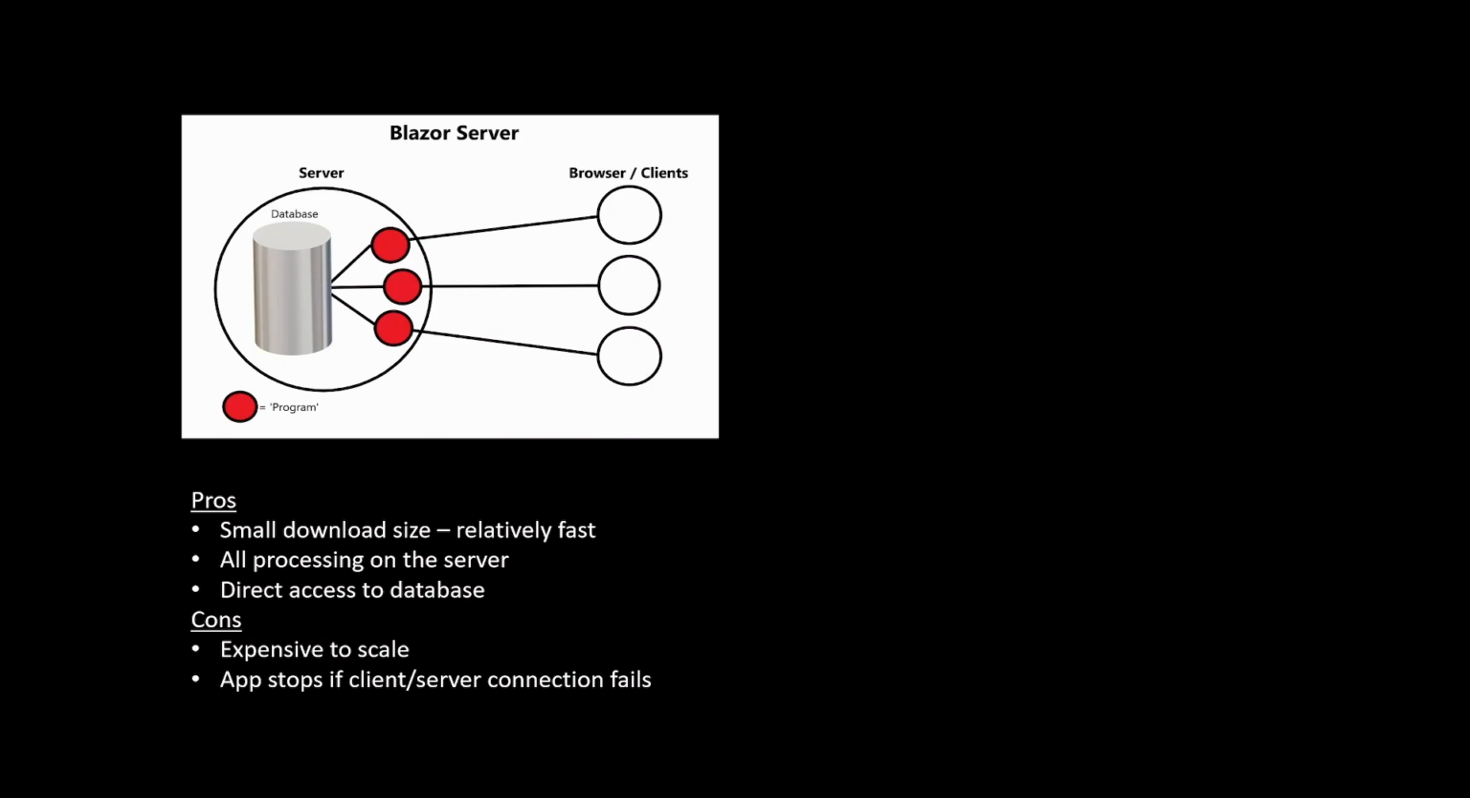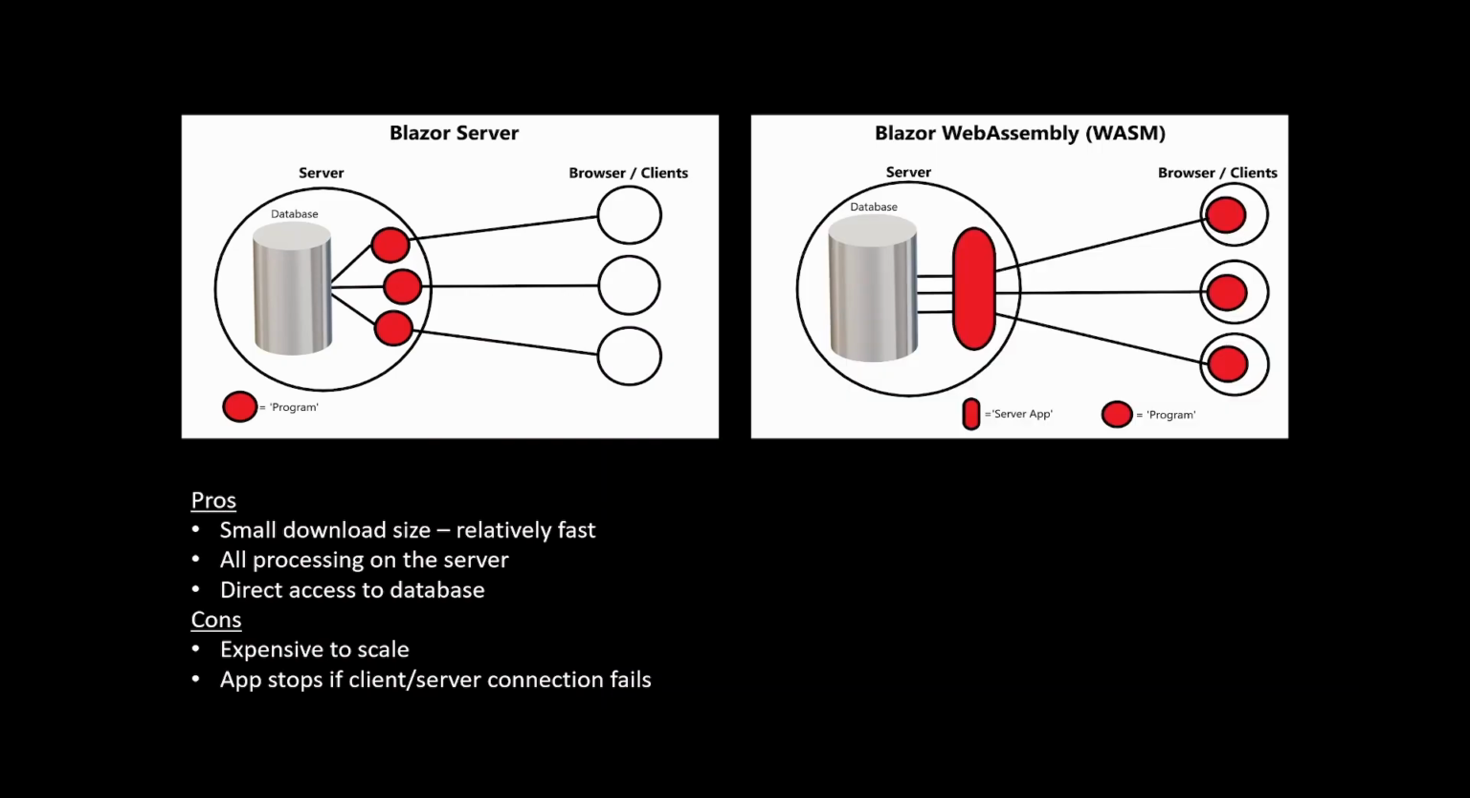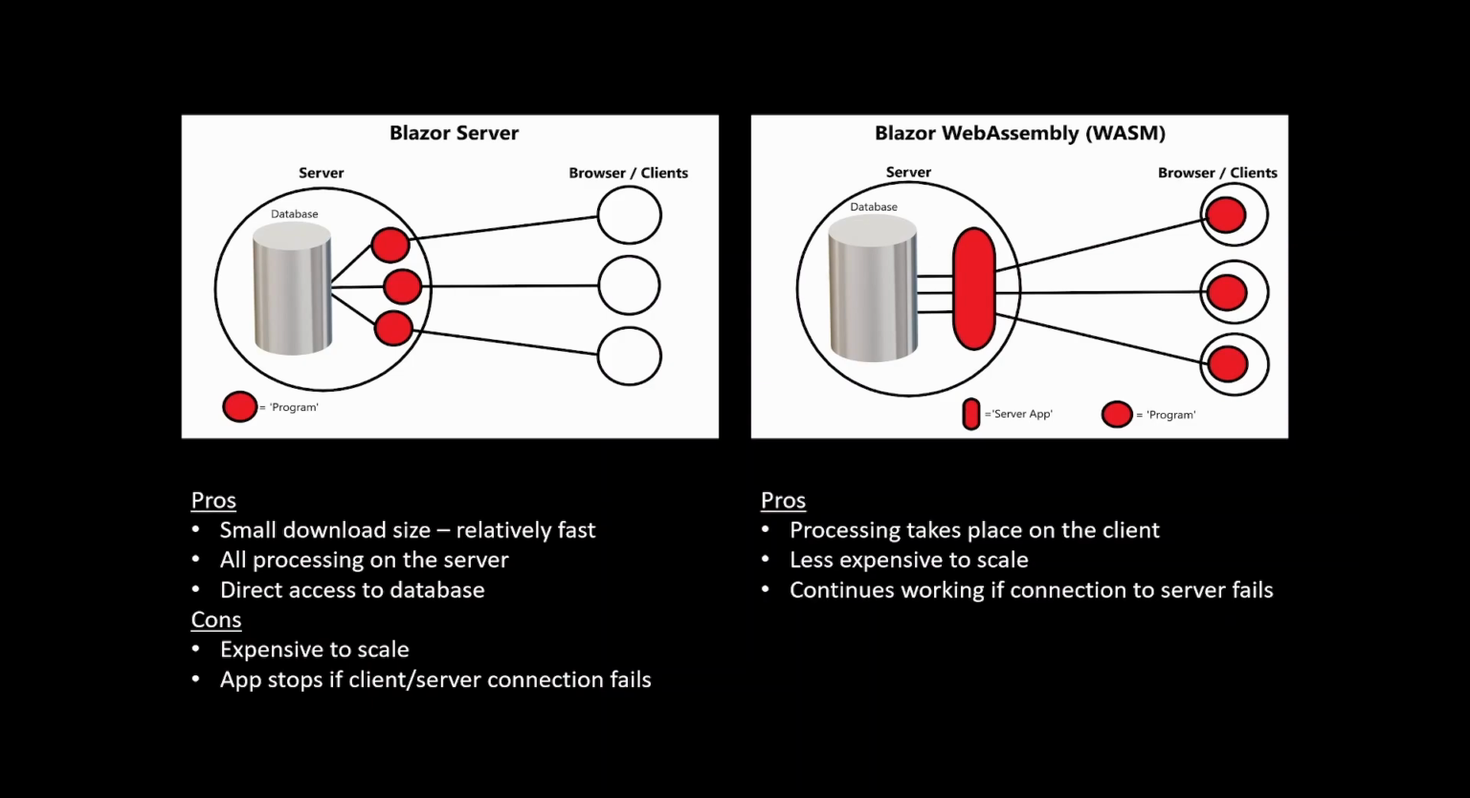So how about Blazor WebAssembly? On Blazor WebAssembly, the program or app is downloaded to the individual clients, leaving basically the link between the program or app and the database on the server. This too has its pros and cons. The first pro is that all the processing takes place on the client, so we don't need to have very powerful servers to scale up a very large application. It is therefore less expensive to scale. And thirdly, it will continue to work if the connection to the server fails.